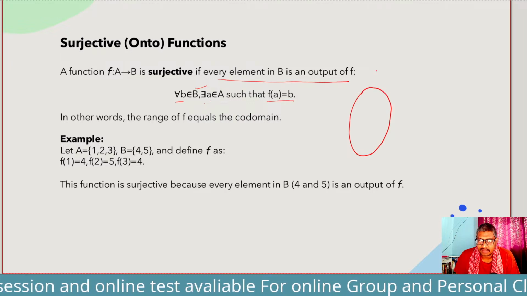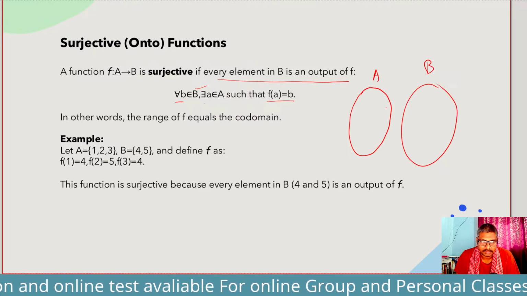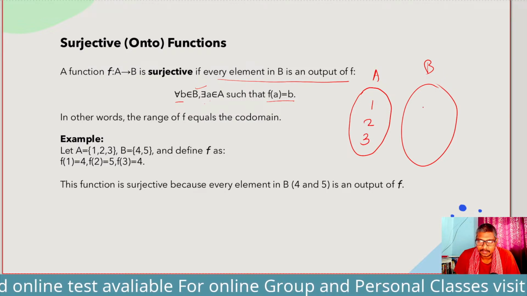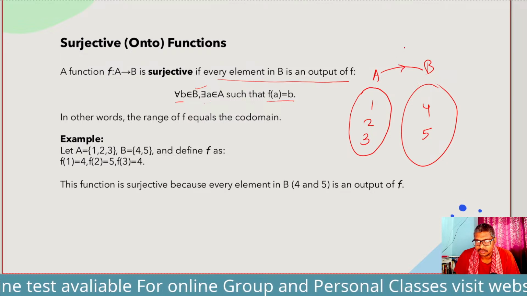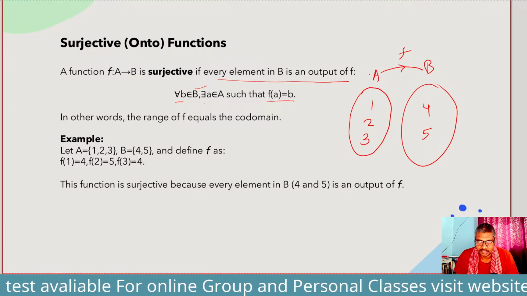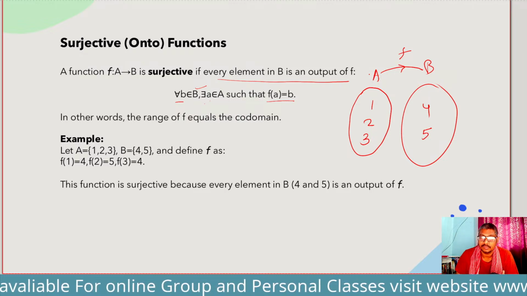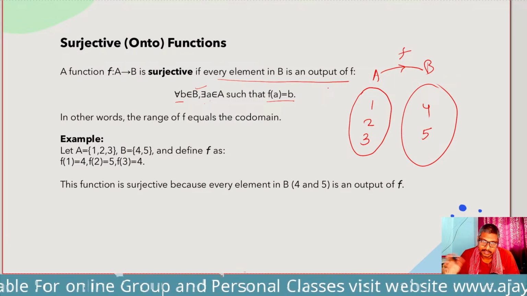See here, suppose we have a set A and a set B. 1, 2, 3 are the elements in set A, and 4 and 5 are the elements in set B. It is related by the function f. A function is a rule, so there may be a quadratic rule, polynomial rule, cubic rule, or trigonometric rule associating the elements of A and B, meaning input and output.